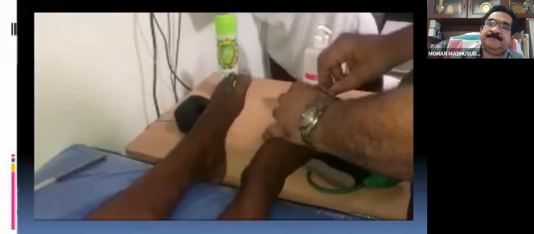Plantars were normal. Light touch sensation was normal. And there was flexor response. No sensory loss anywhere. Mild decrease in the depth sensation. They were all said correctly. Vibration is impaired over the big toe.